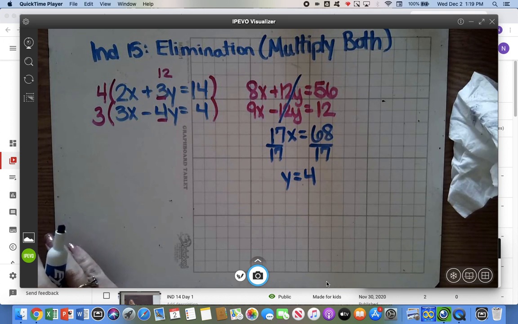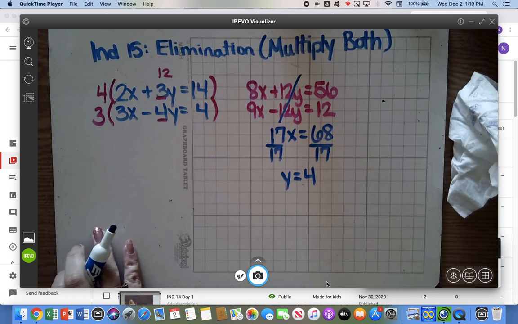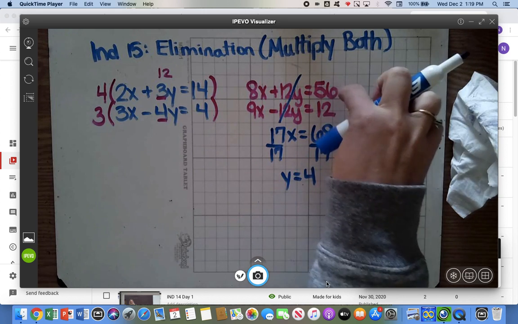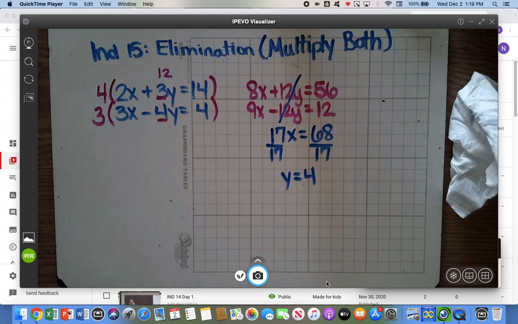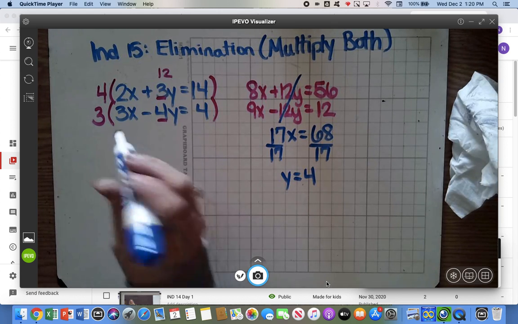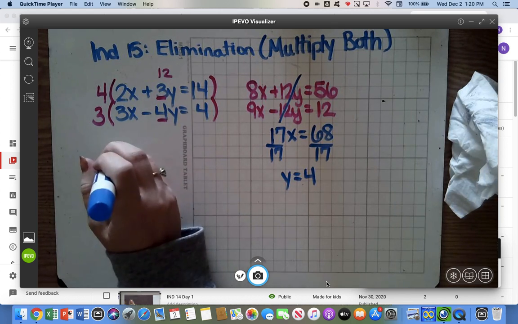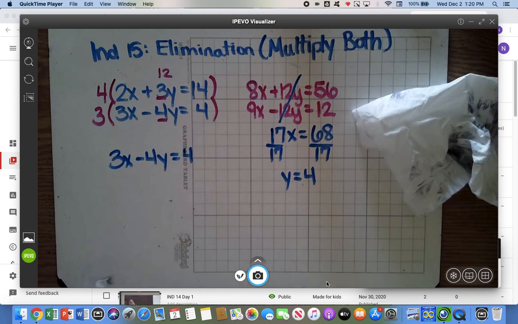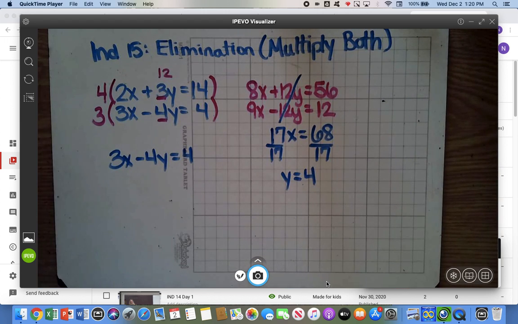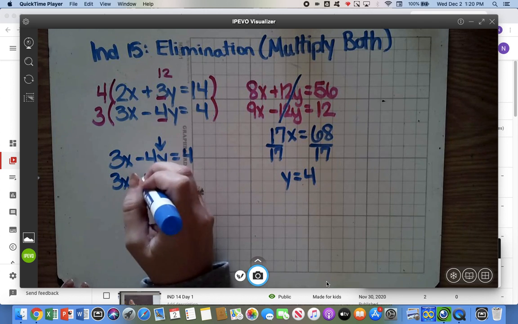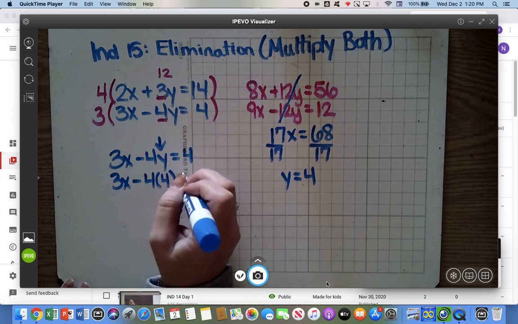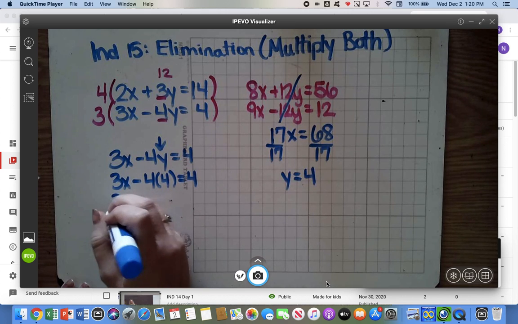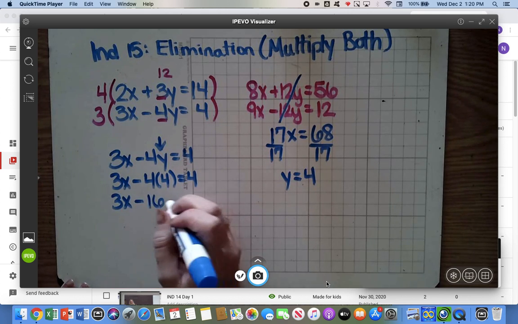So now we have to go back and find the x. So we go back to one of the originals, or you could use one of your equations that you get when you multiply. I honestly don't care. I'm going to pick the one with the smallest numbers, which is this original bottom. 3x minus 4y equals 4. But I now know that my y value is 4. So I'm going to plug that in. So I get 3x minus 16.